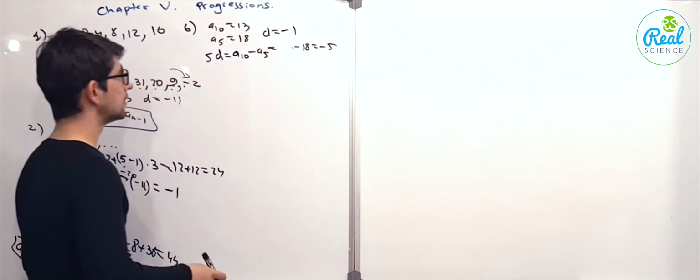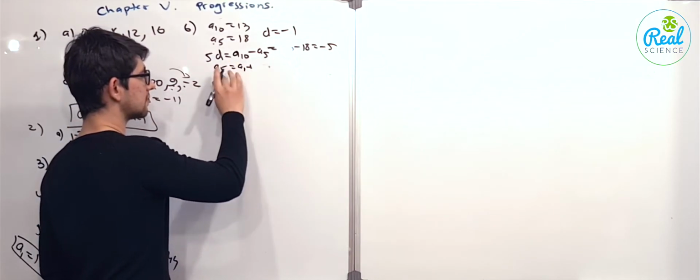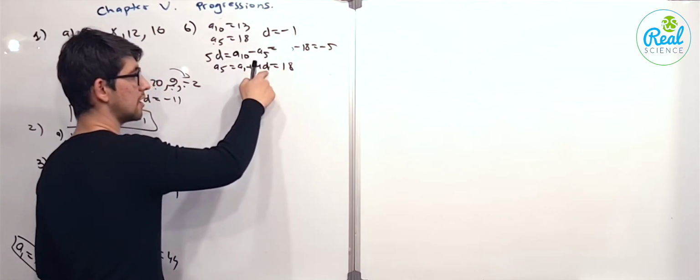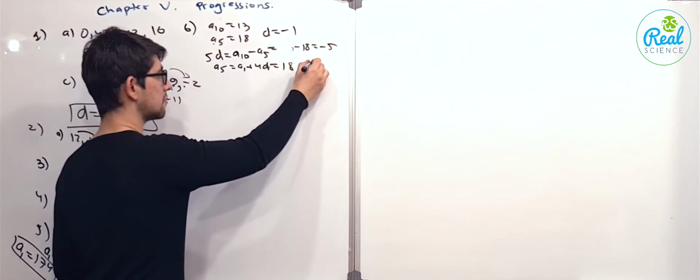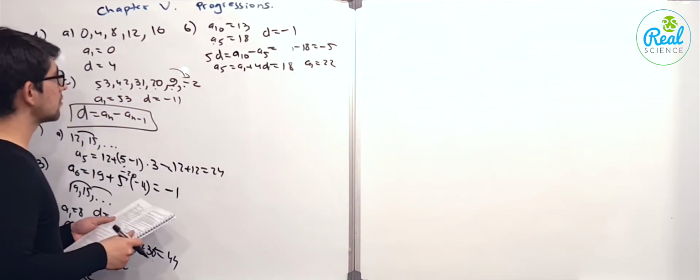A10 minus A1. So you can expand A5 as being A1 plus n minus 1 times D. It means 4 times D. Your D is minus 1 and it's equal to 18, right? Minus 1 minus 4 plus 4. Your first term is 22, right?